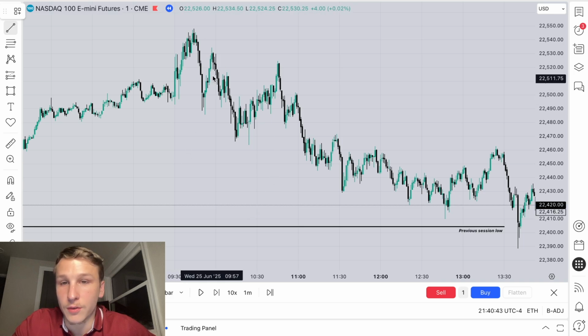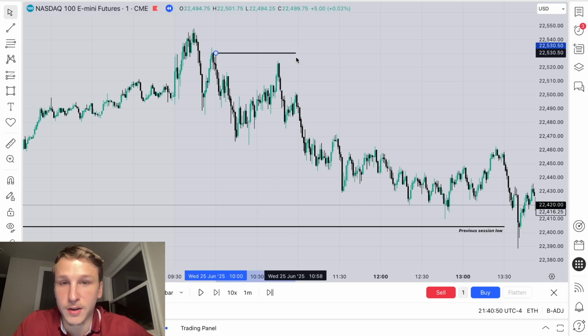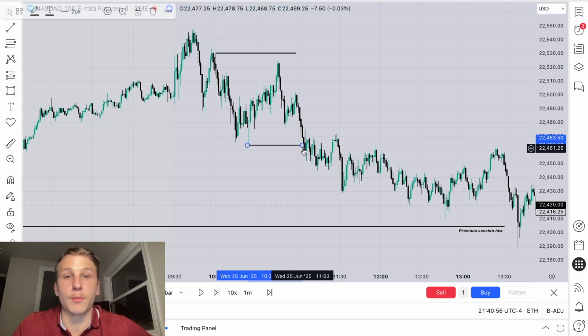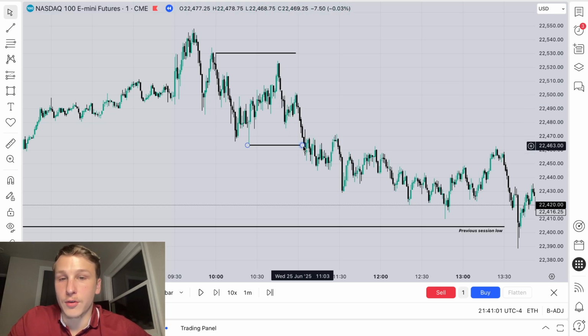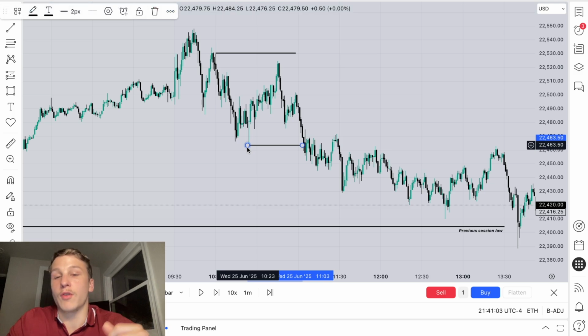What you want to do is simply find 10 a.m., map out its high, which is right here at 10 a.m., and then map out its low. At 10:24 a.m., that's the low. Boom. So let's say you short this retrace. Comes up, you're bearish, you target previous hourly low right there.